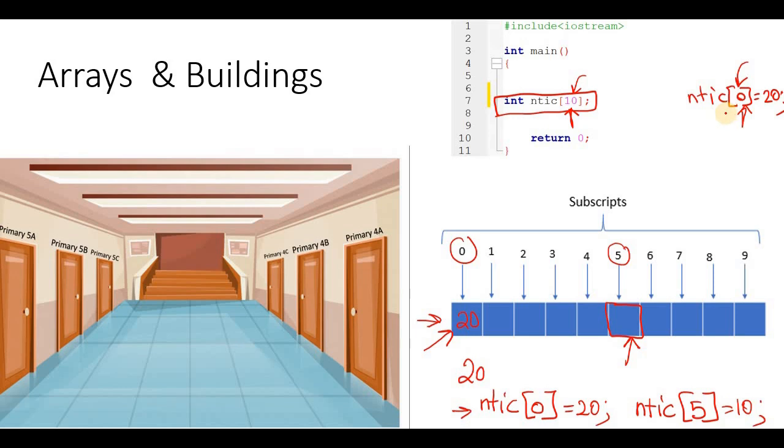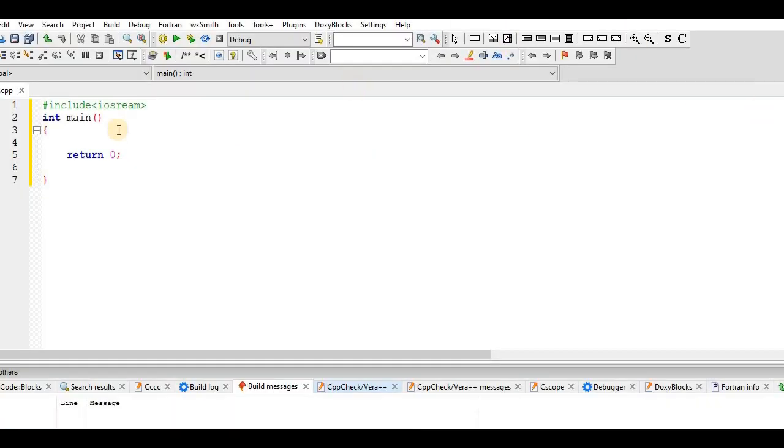Let me show you this in the code. Now let me write a definition of an array: int NTIC, and in brackets I'm going to type 10. So I can store 10 different values. I can store 10 different elements here. Now I want to store number 20 to the first element of an array. So I'm going to type NTIC. But what is the subscript of the first element? It is always 0. So NTIC sub 0 equals 20.